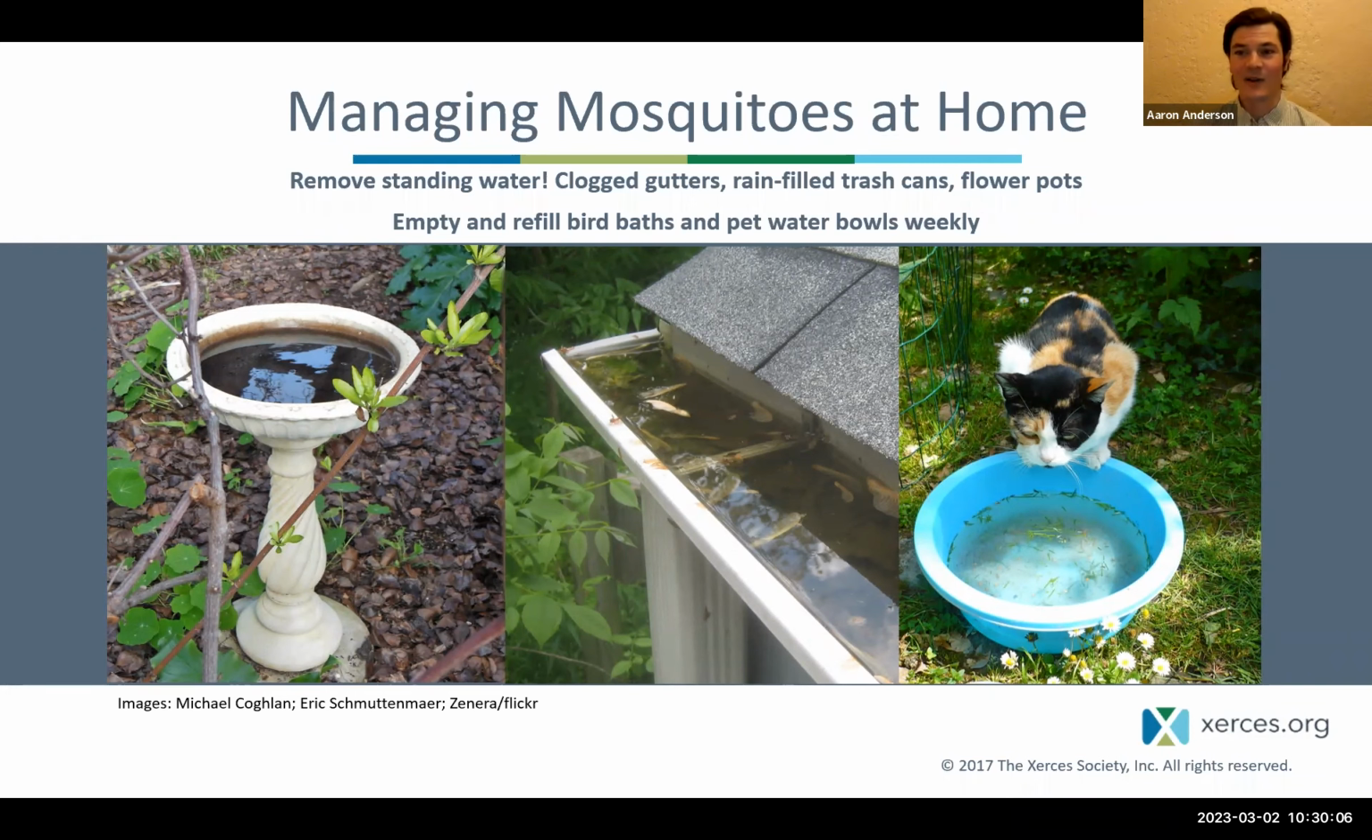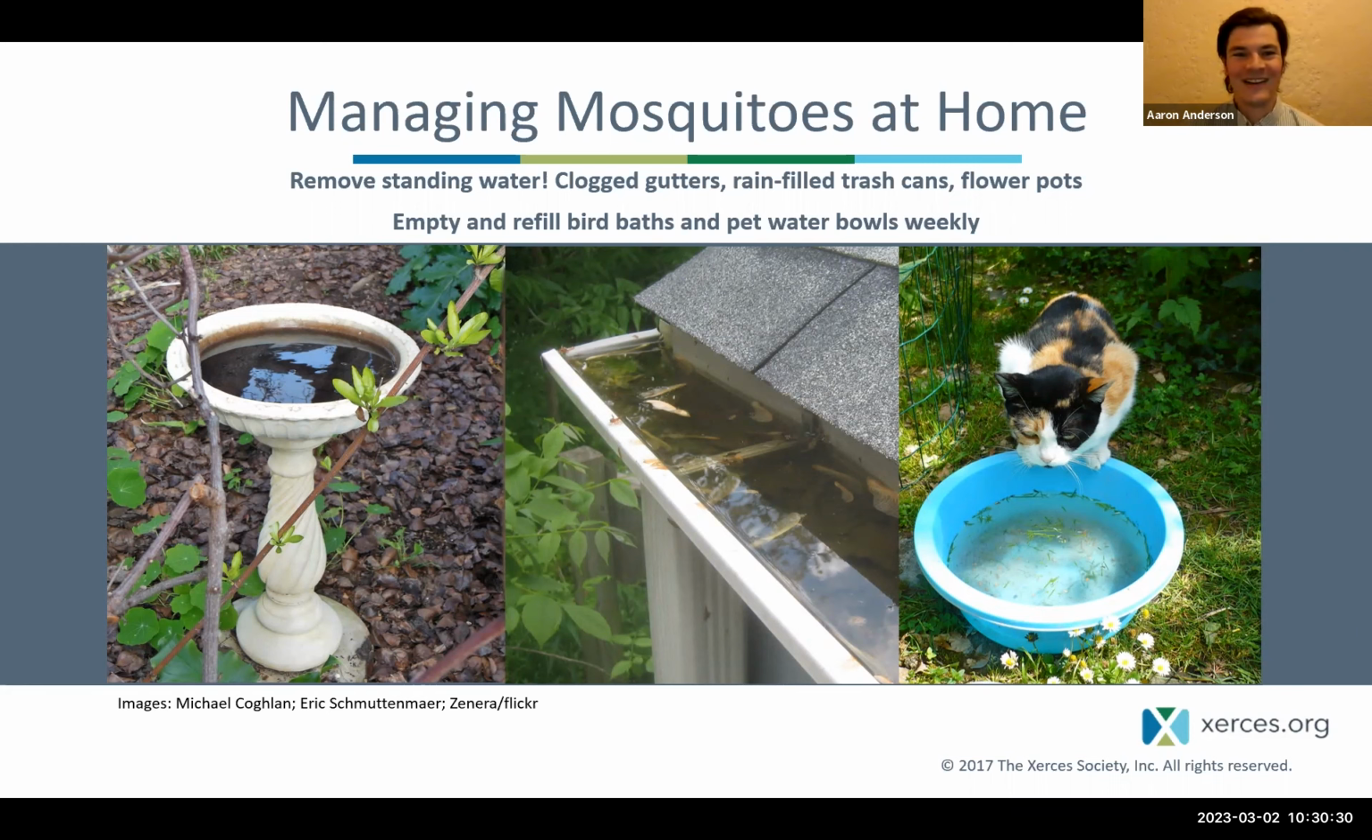Another place where water can really collect that people don't necessarily see is gutters. If the gutters are clogged, this can be a surprise, unseen source of stagnant water. And then another really good suggestion is every few days to try and dump and refill water sources like pet bowls and bird baths to prevent any mosquito larvae from completing their life cycle.